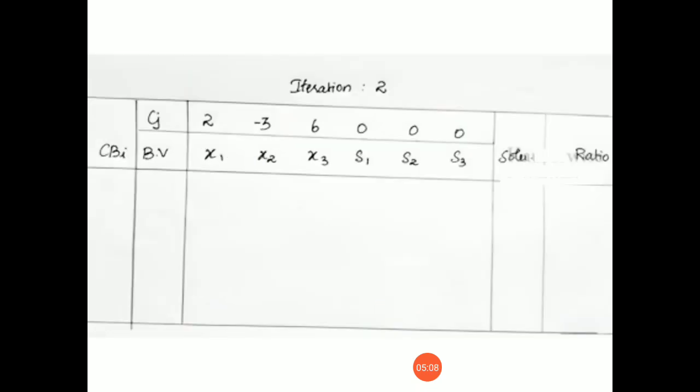So in the next slide, I have shown how we're going to make the iteration table 2. As you can see, the table remains the same as the initial simplex table or iteration table 1. Here also we have the same thing: CBI, that is cost or coefficient of basic variable, then CJ, that is coefficient of objective function, then BV is basic variable, then solution and ratio.